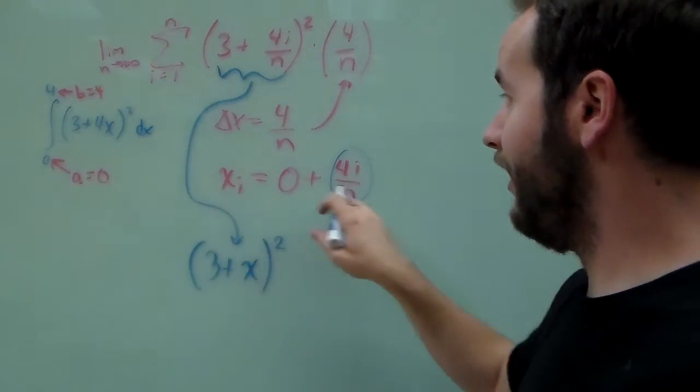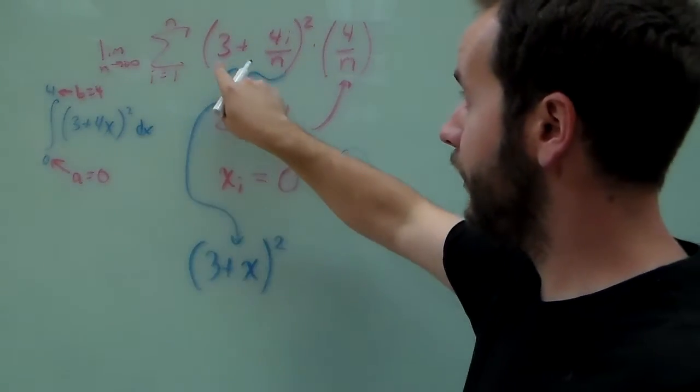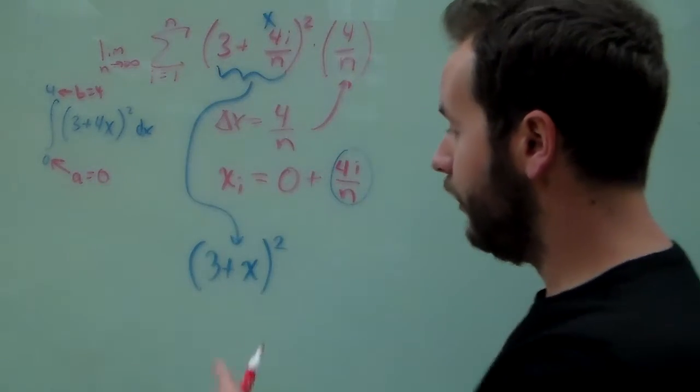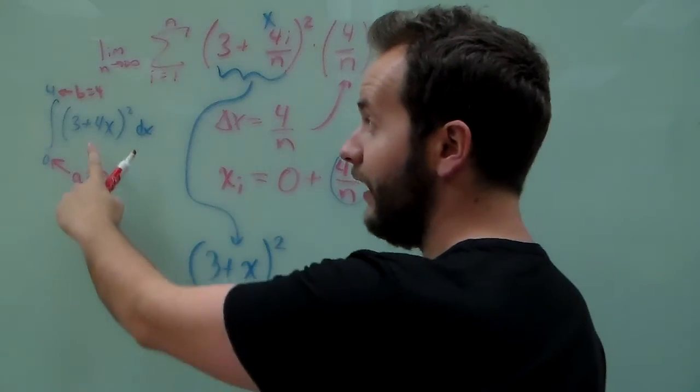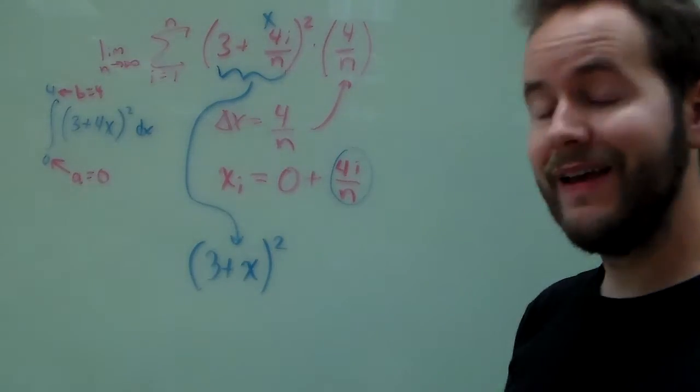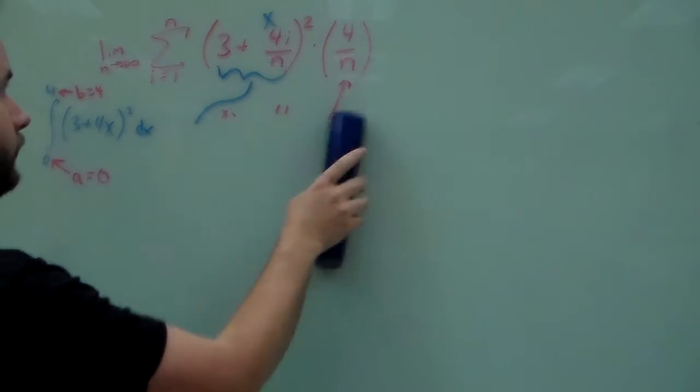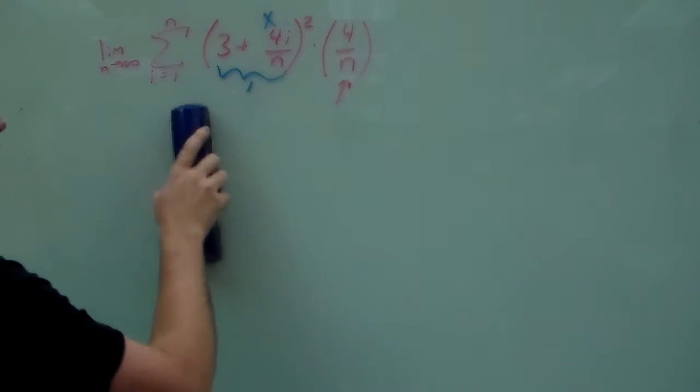We found xi to be 4i over n. So when we look back at our summation, we have 3 plus 4i over n. This would be x. But here we have 3 plus x. Here they have 3 plus 4x. So that means answer choice 1 cannot be correct. We're going to rewind this and do it all over again, but now for answer choice 2.